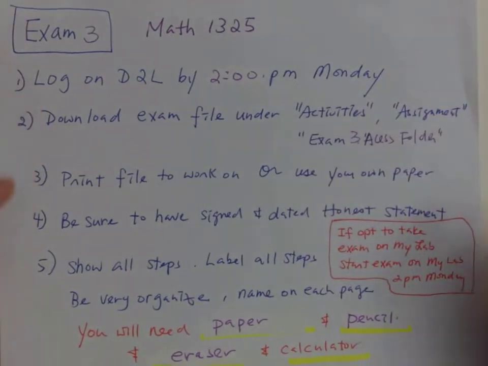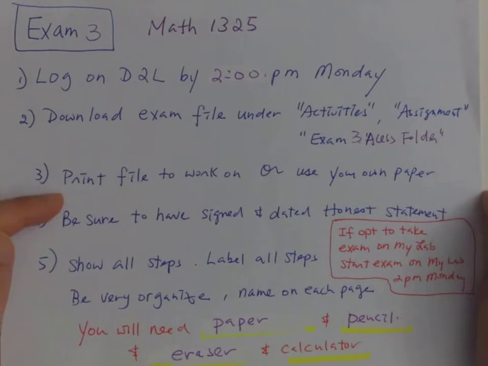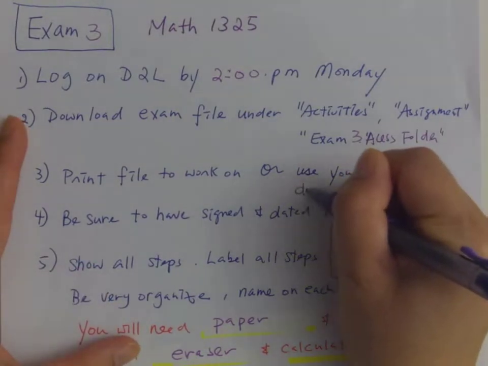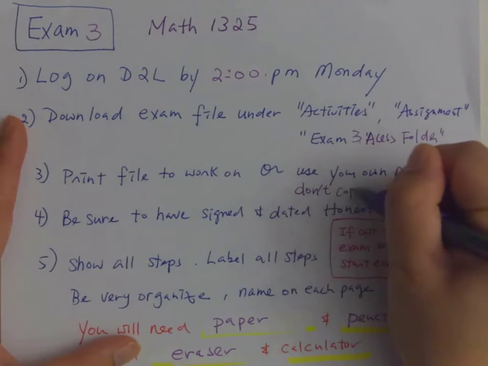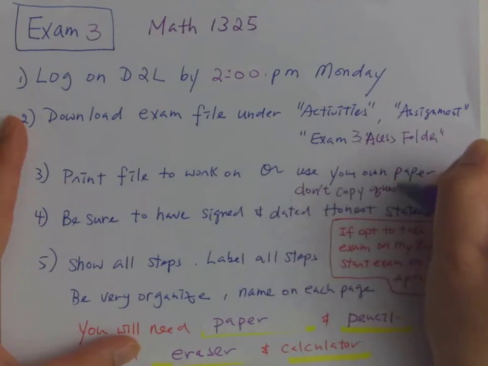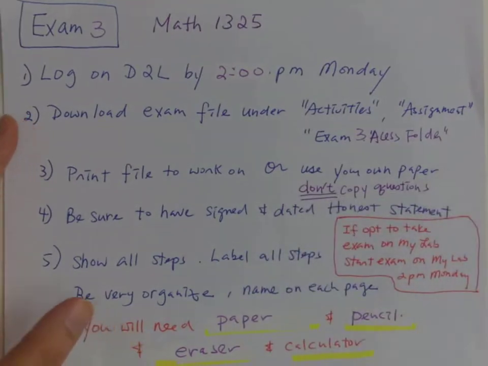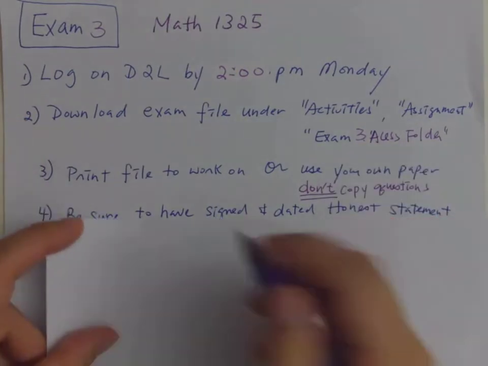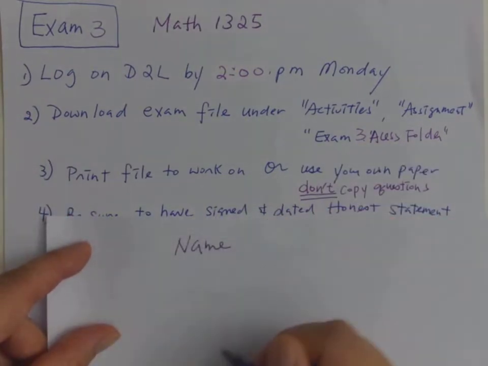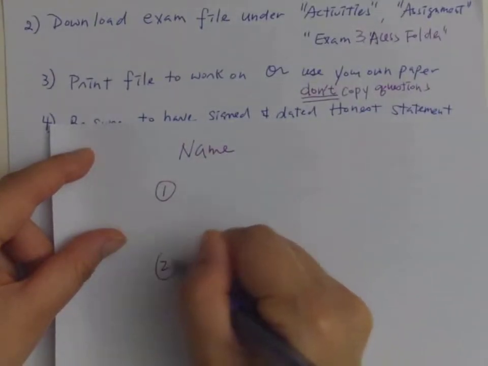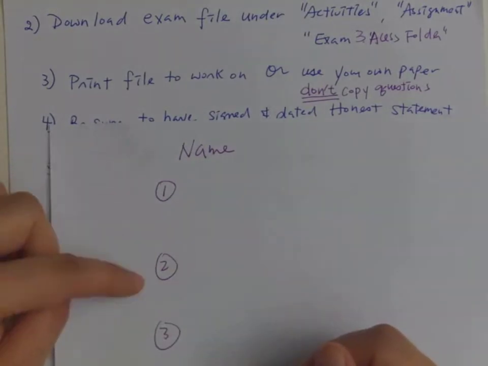Okay, and you can either print it out and work it on the printed paper, or you can work it on your own paper. If you work on your own paper, you don't need to copy the question, because last time some of you wrote down all the questions and it took too long. So to save time, just label your questions carefully and make sure you have your name on each page. Make sure you're doing it in an organized manner, meaning you will have number 1, number 2, number 3. You need to label your questions.